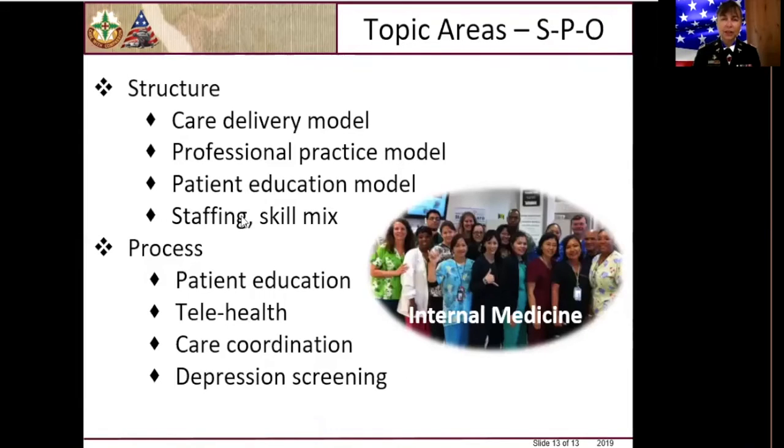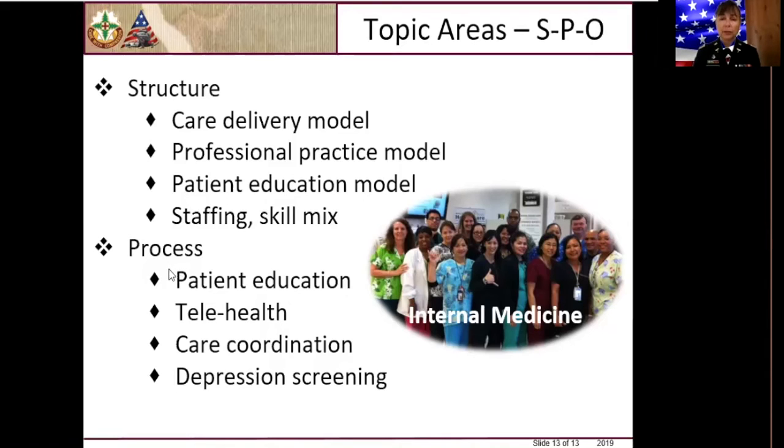So here again is how these indicators are organized. They either impact a structure, so care delivery model, how you approach patient education, even what your mix looks like in your clinic. Some military facilities have one RN across 2 or 3 smaller clinics, and then they're supported by a strong base of LPNs and medics or corpsmen or airmen.